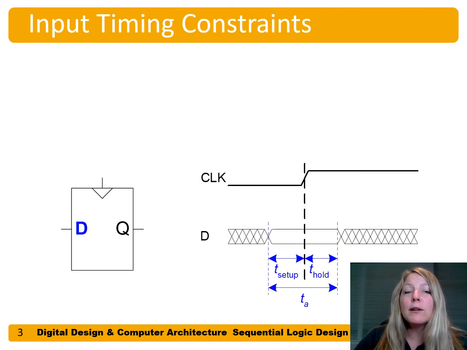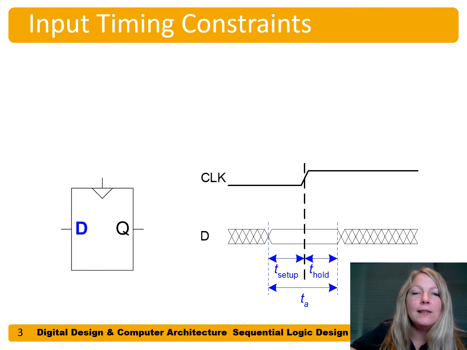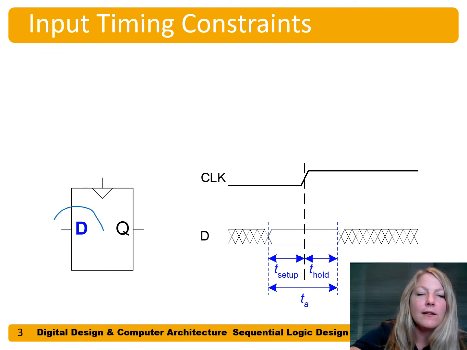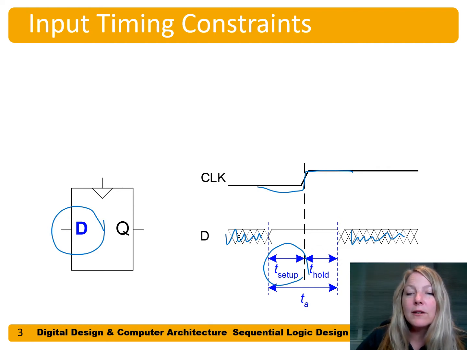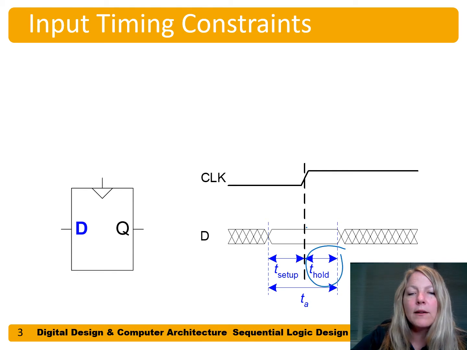So the input timing constraints of a flip-flop on D are such that, around that clock edge, a setup time before that, D has to be stable. These hash marks are saying D can change anytime here, but a setup time before the clock edge, here's T setup, D has to be stable. These lines 1 or 0 mean it could be 1 or 0, but it can't change. It has to be 1 or 0. And it has to stay stable for a whole time after the clock edge, T hold.